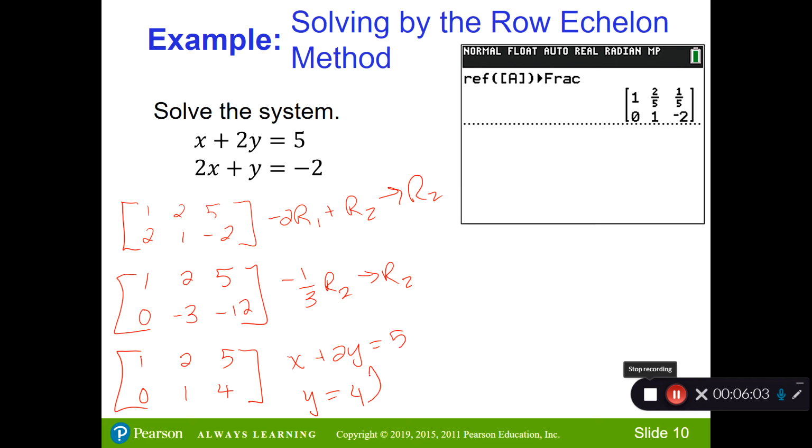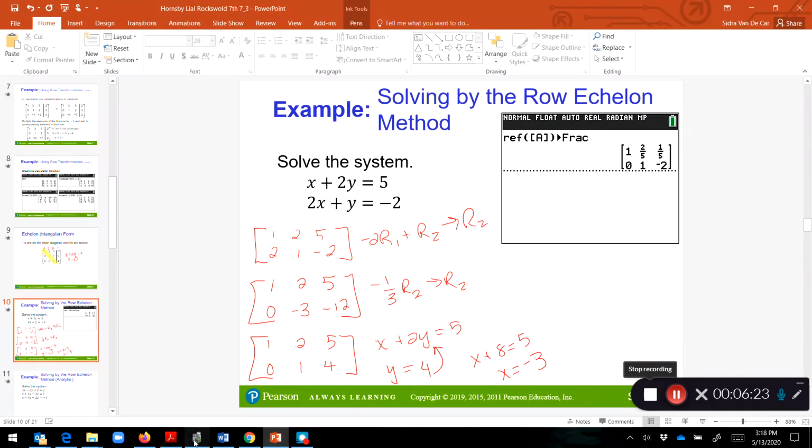Well, if I know that y is 4, x plus 8 equals 5, so my x is negative 3. Okay, this tells me the solution to the system. X is negative 3, y is 4. I can plug it back into the system to make sure that it works. Let's see how to do this on the calculator.